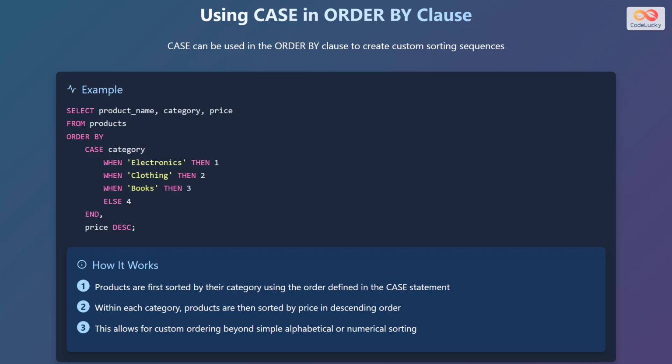Here is how it works. First, products are sorted by their category using the order defined in the CASE statement. Second, within each category, products are then sorted by price in descending order. Third, this allows for custom ordering beyond simple alphabetical or numerical sorting.